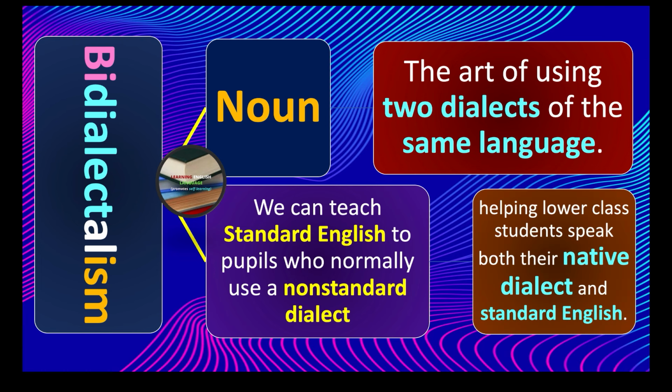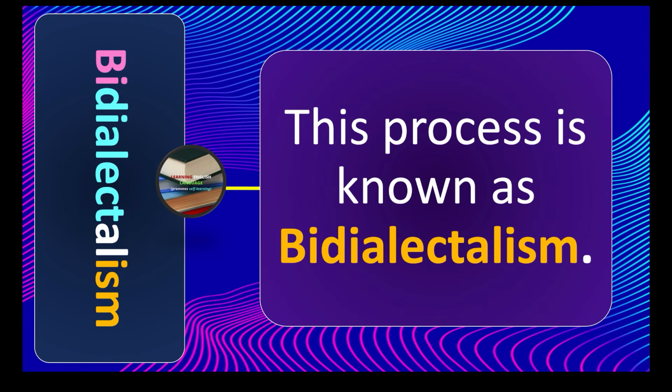So from this point of view, we can say it means helping lower class students, backward class students, and those who come from the countryside to speak both their native dialect and standard English, the standard language, or in other words, a standard dialect. This process is known as bidialectalism. The process of speaking two dialects can be known as bidialectalism.